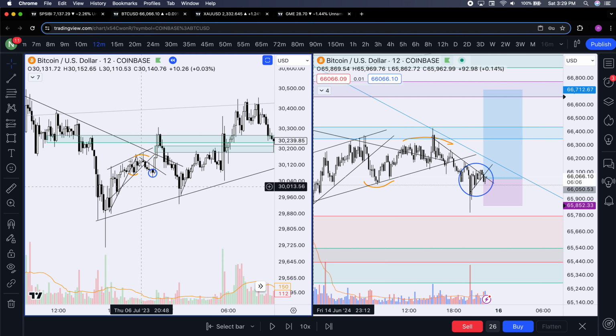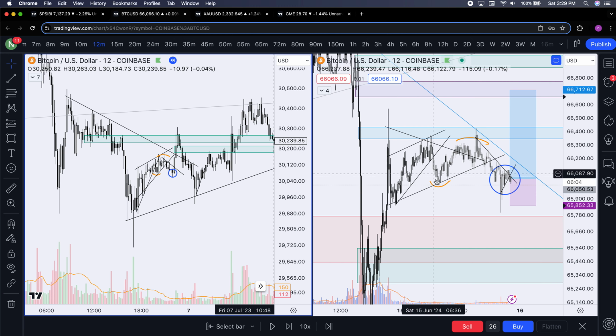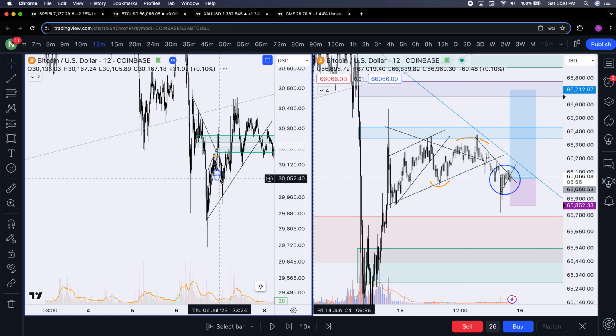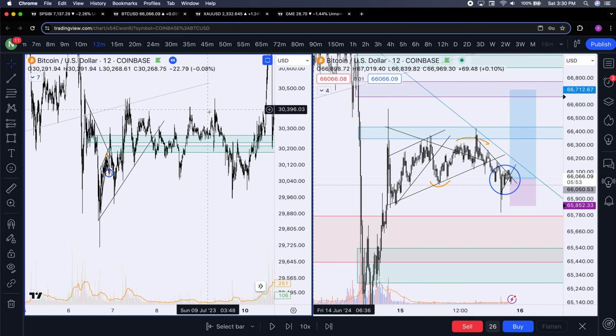Now, if we look at the fractal nature of this, which I want to talk about real quick, this pattern here is literally repeating itself in a bigger version right here, which is repeating itself in a bigger version right here, but it's all the same pattern.